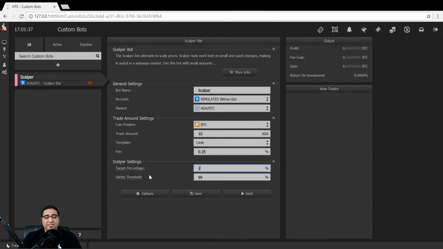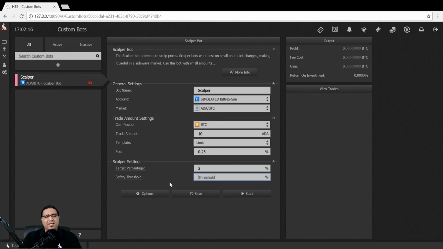The next thing you have is the safety threshold. Now the safety threshold is how much risk you want. Think of it as a stop loss. The idea is that you set this to the percentage that you're willing to risk before the bot sells its position. So for example, if I set this to 5%, that means I'm willing to lose 5% on my position before I stop loss out. If I set this to 98%, that means I'm willing to lose 98% from my buy spot before we stop loss out. Now I know the default's 99, but just keep in mind when you set the safety threshold that it is your stop loss.